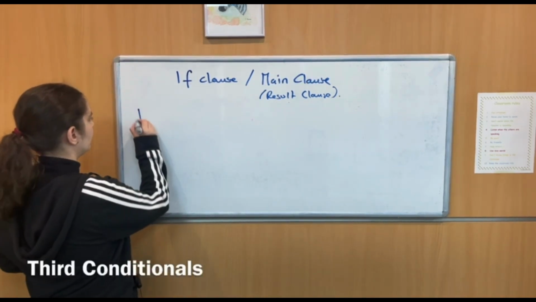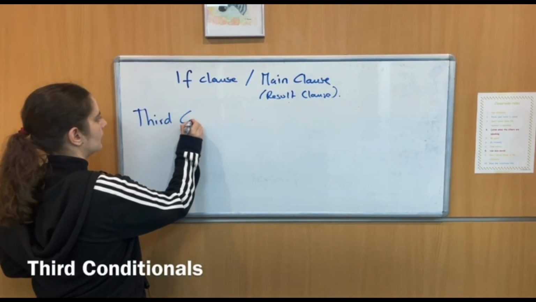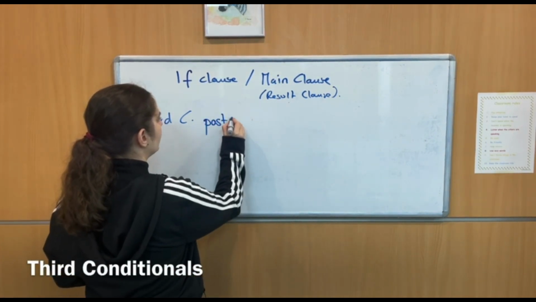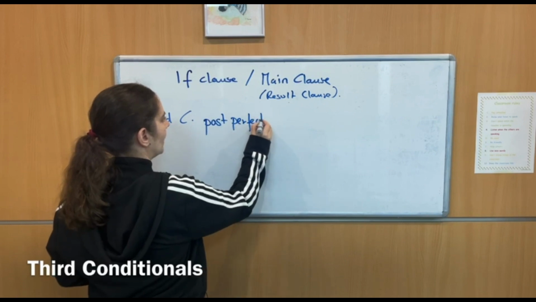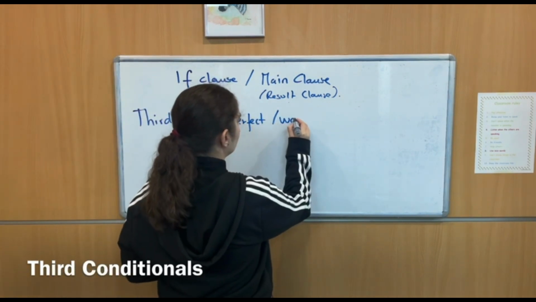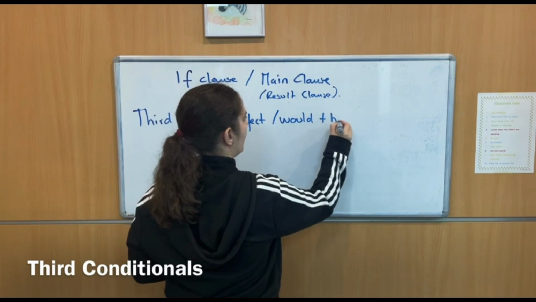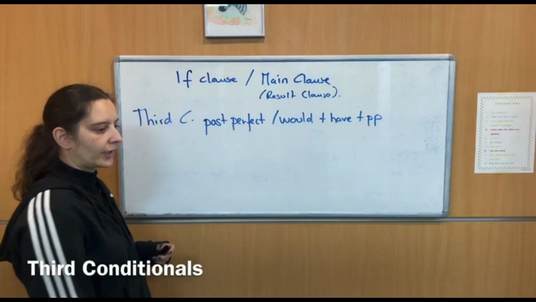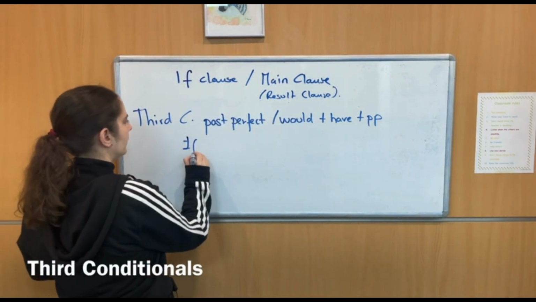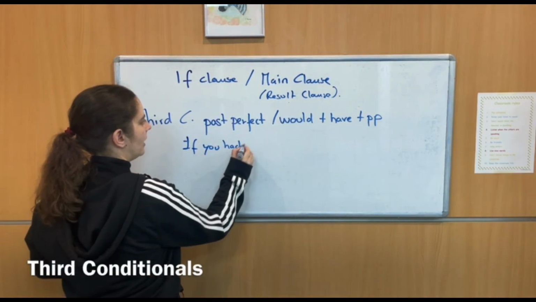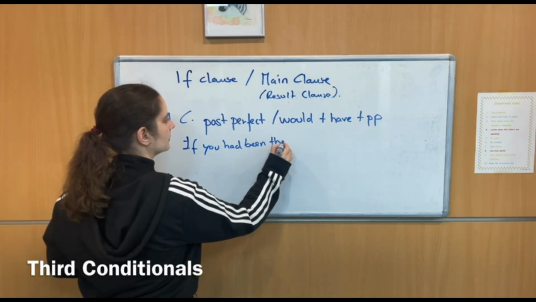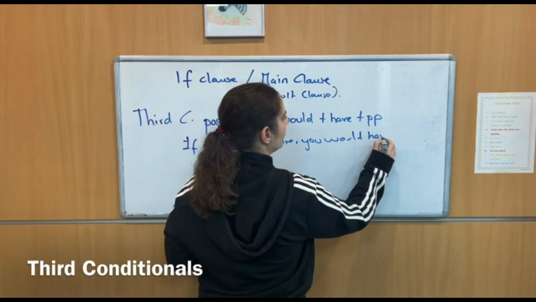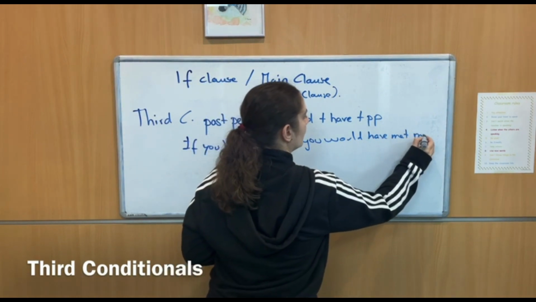Okay, and the third conditional. So in the third conditional we have past perfect in the if clause and the structure would have plus past participle in the main or the result clause. For example, if you had been there, you would have met my mother.